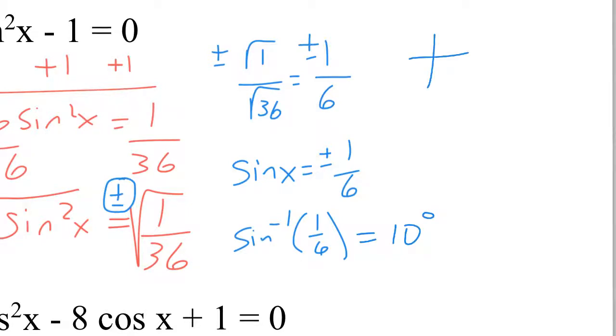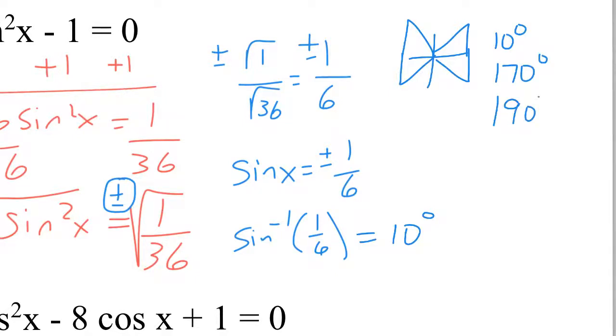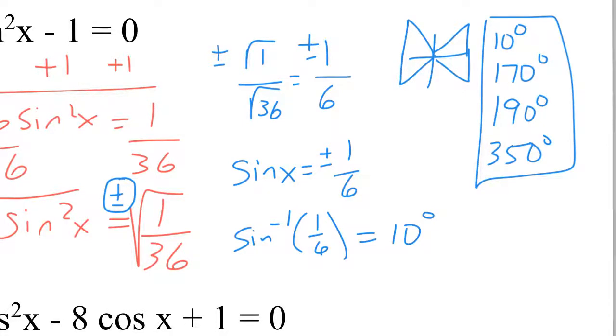And we know that we want to be where sine is positive: All Students. Where sine is negative: Take And Calculus. And so 10 degrees in each of those places. Quadrant 1, 10 degrees. Quadrant 2, 180 minus 10. Quadrant 3, 180 plus 10. Quadrant 4, 360 minus 10. And there are your four answers.